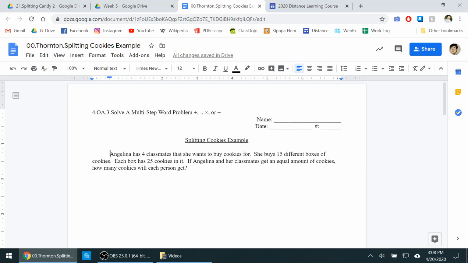Angelina has 4 classmates that she wants to buy cookies for. She buys 15 different boxes of cookies. Each box has 25 cookies in it. If Angelina and her classmates get an equal amount of cookies, how many cookies will each person get?